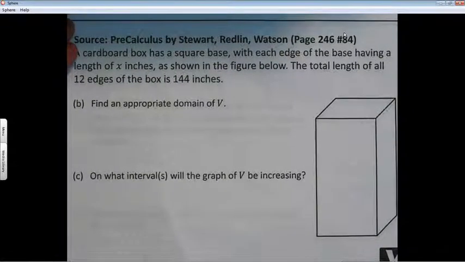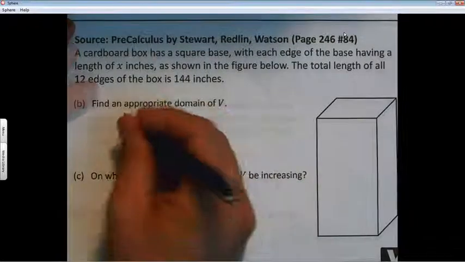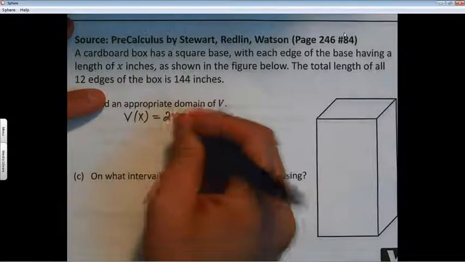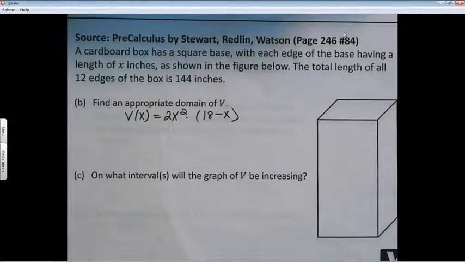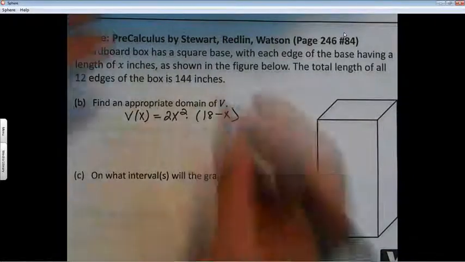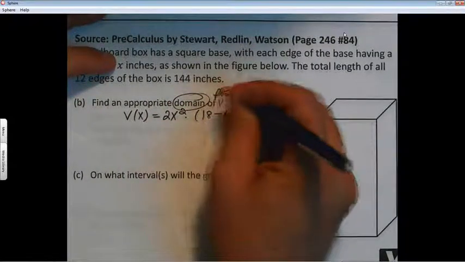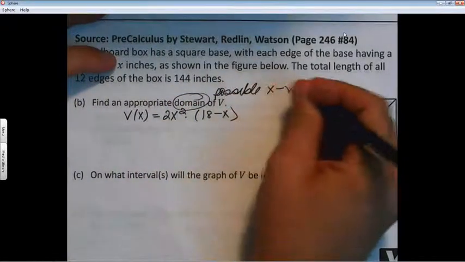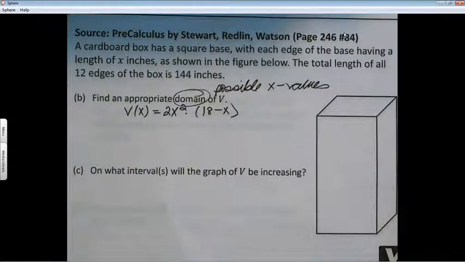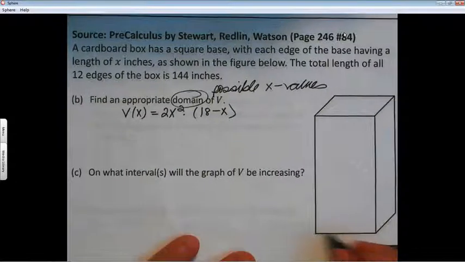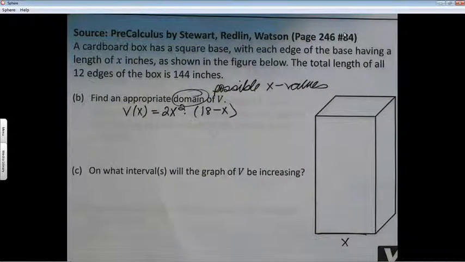Now that we've established that this is the volume formula, we can use that for all the remaining parts. Let's move on to part B. In part B, we're asked to find an appropriate domain for the box. So we were told that the volume can be given by 2x squared times 18 minus x. Well, let's talk about the domain here. The domain, we're talking about all the possible inputs, all the possible x values.